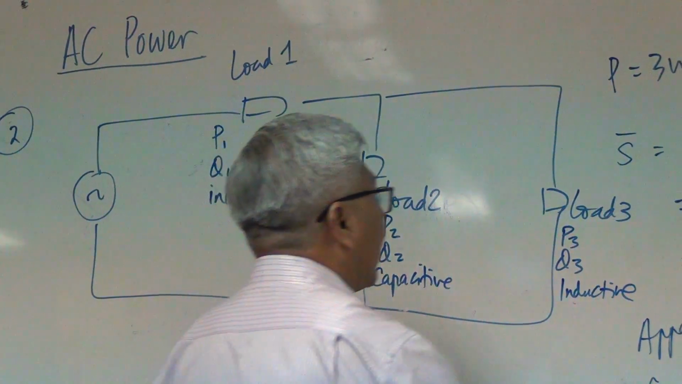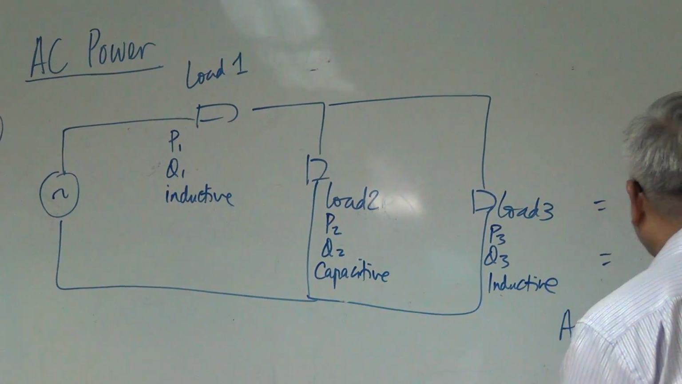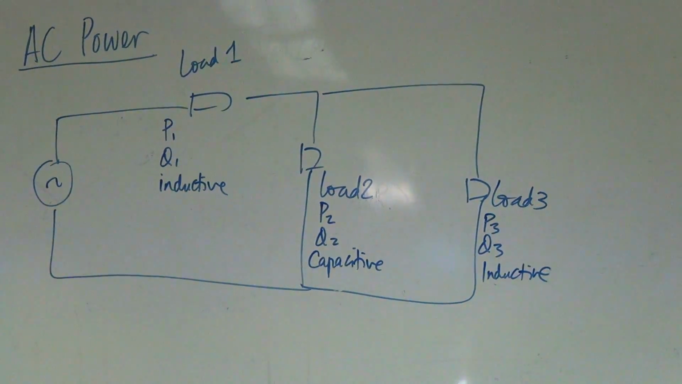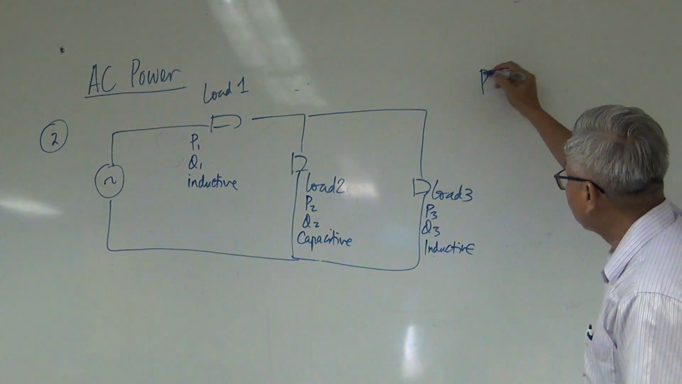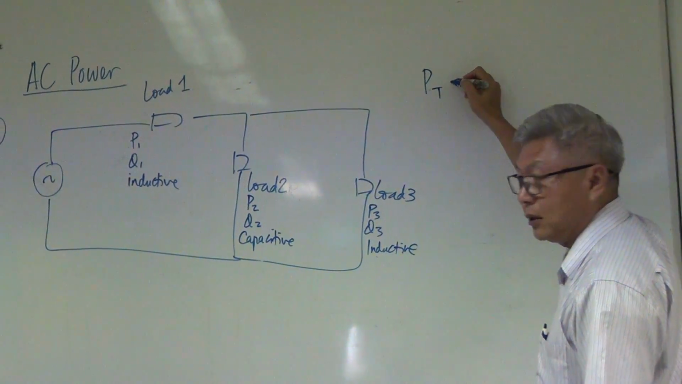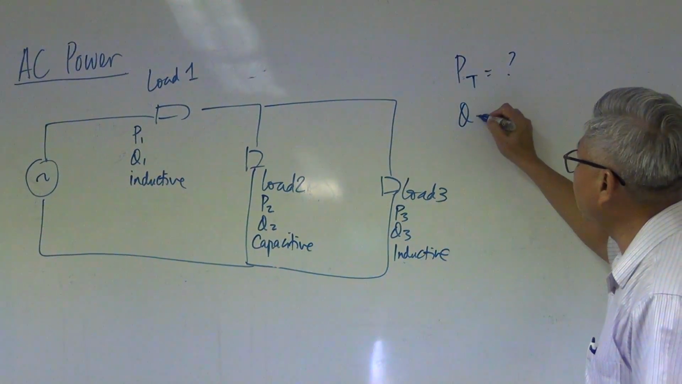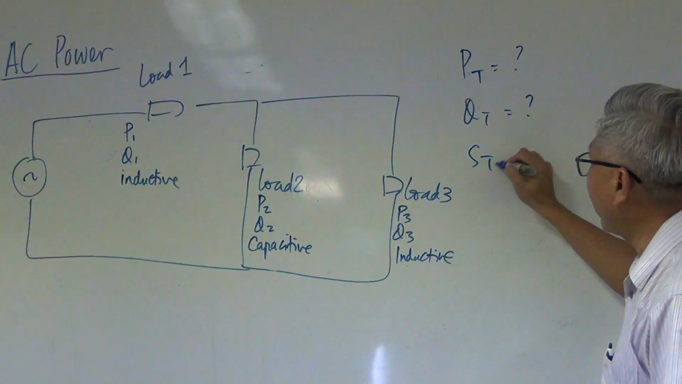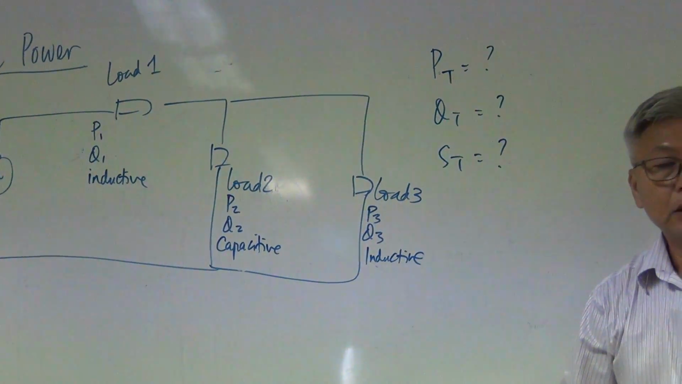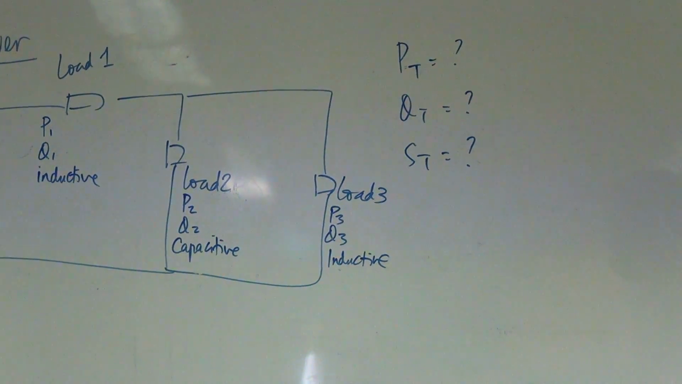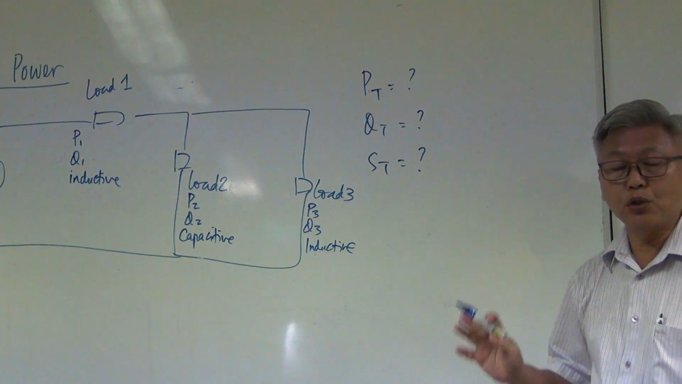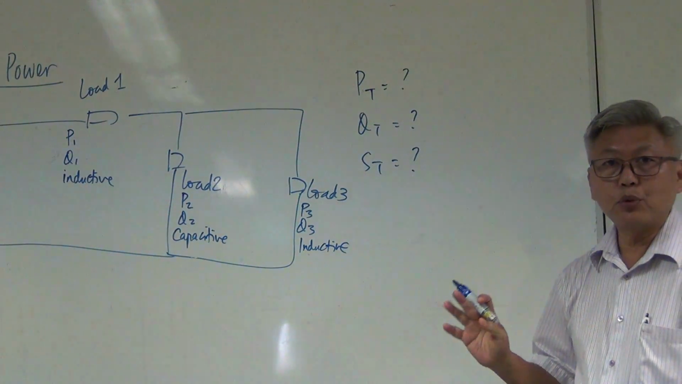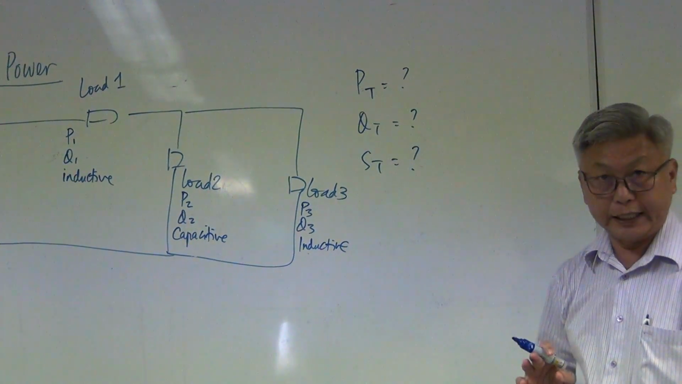So you see in my AC system here, I have 3 loads, load 1, load 2, and load 3. Now I'm asking you, find me the total true power, total reactive power, and total apparent power. Okay, so what do you do? Now the way to do it is, because power triangle either points up or points down, you need to know which one points up, which one points down, so you can add accordingly.